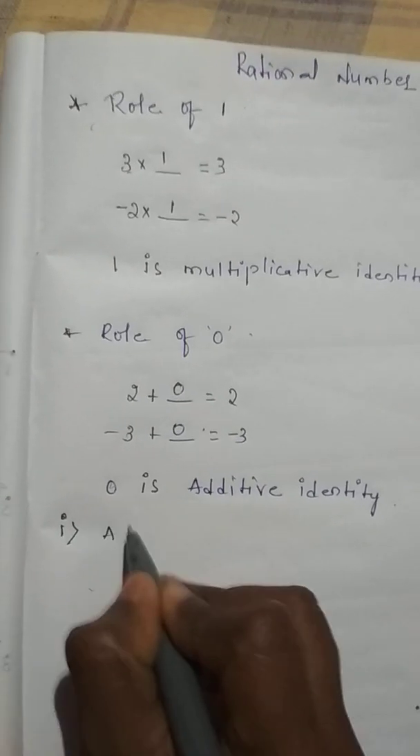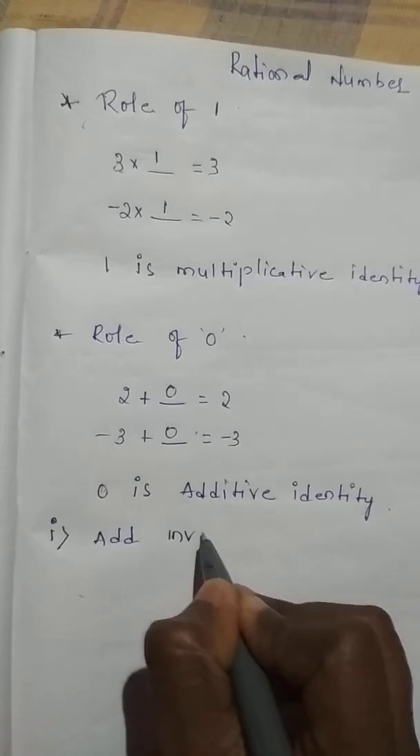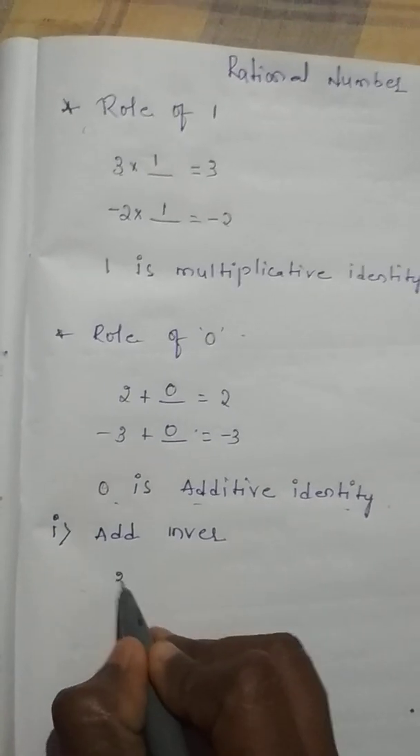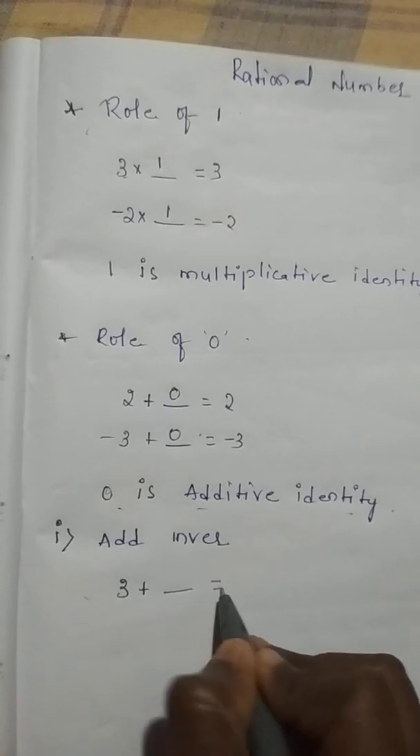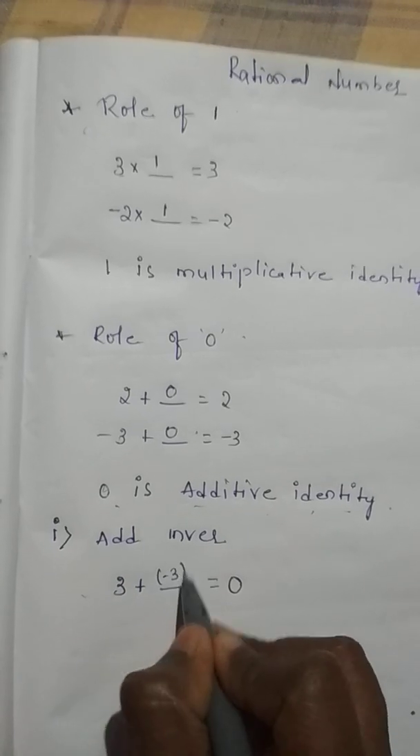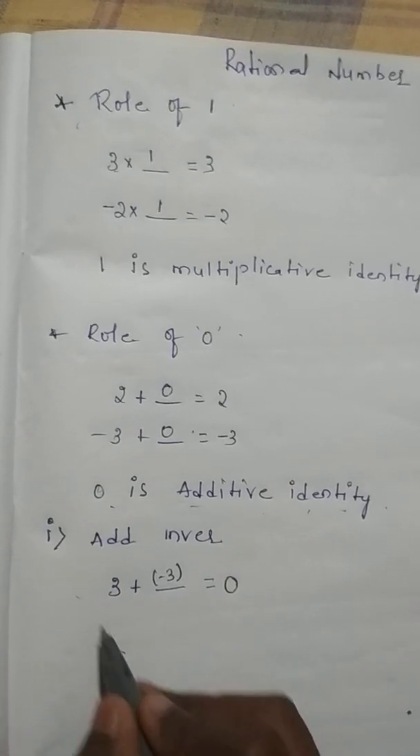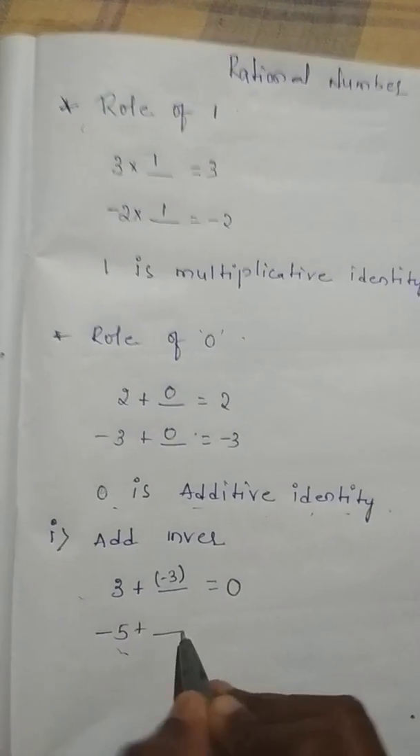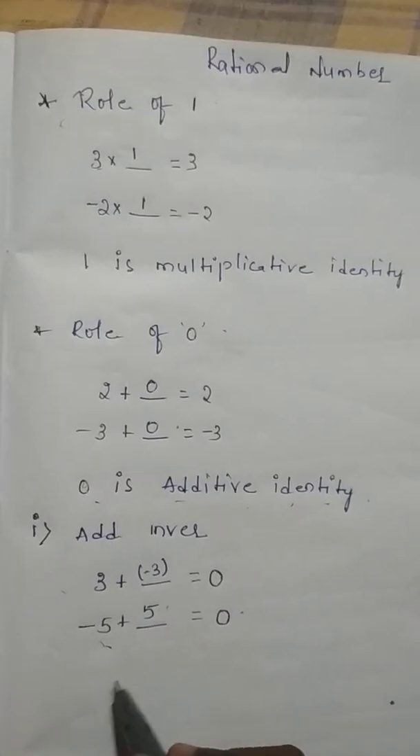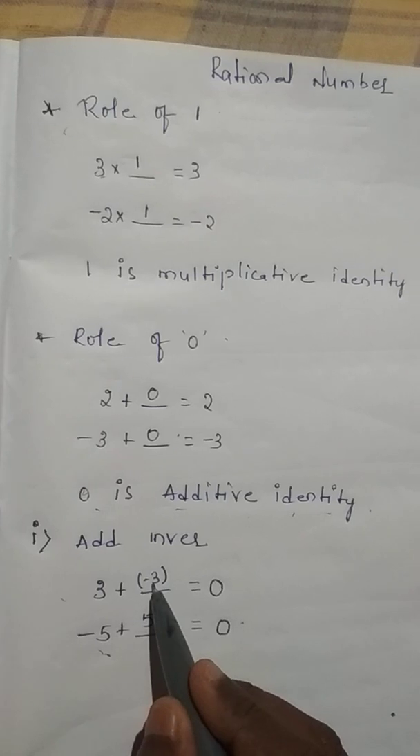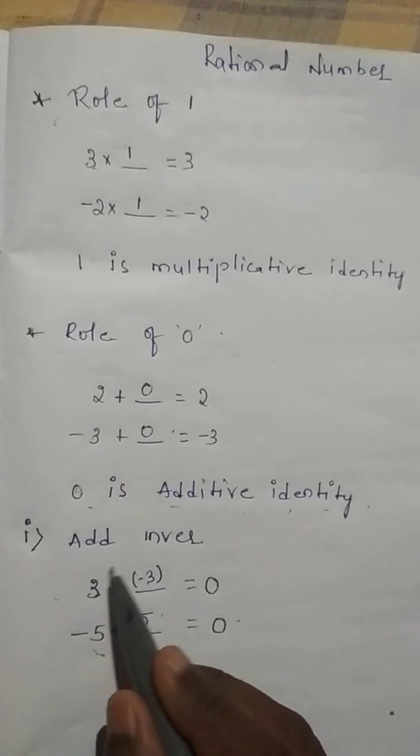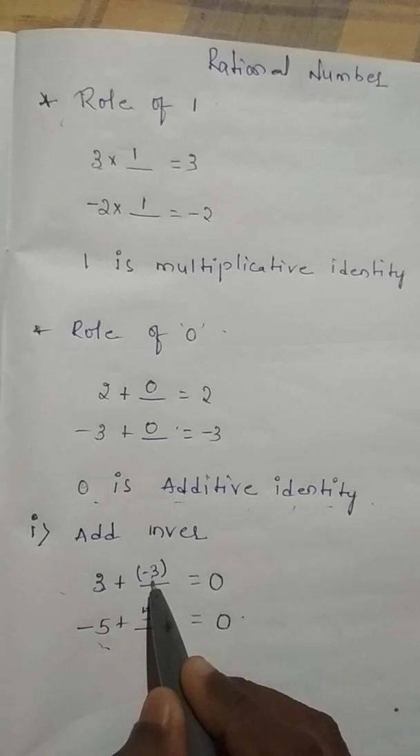First, additive inverse. What is the additive identity? 0. To 3, if you add what, you will get the additive identity 0? Minus 3. For minus 5, what will you add to get the additive identity 0? Plus 5. Here minus 3 is the additive inverse of 3, and 3 is the additive inverse of minus 3.